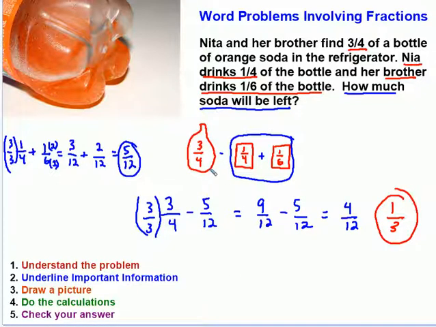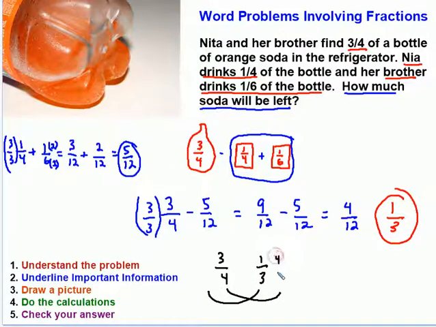Then I need to check my answer. So I need to make sure that whatever is left over is smaller than what we started with. So I have to compare 3/4 and 1/3. And to do that, I need, again, a common denominator. Well, this time I'm just going to do my little trick and multiply both sides by the other.